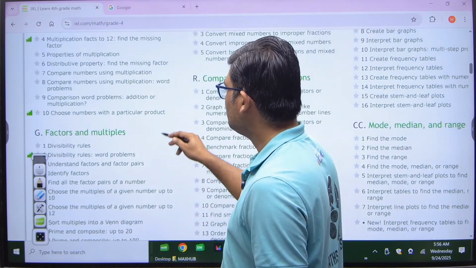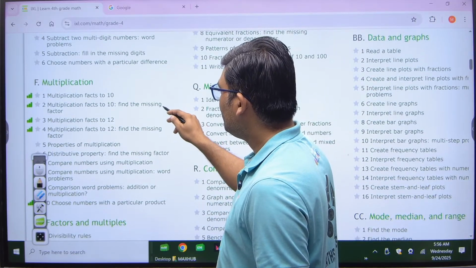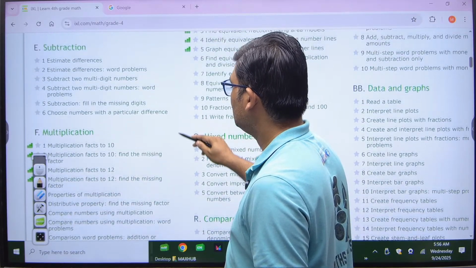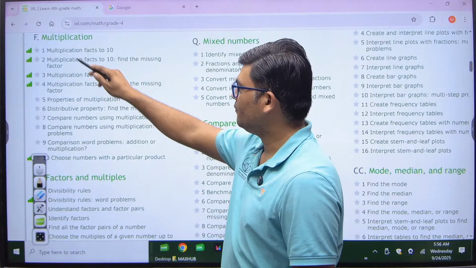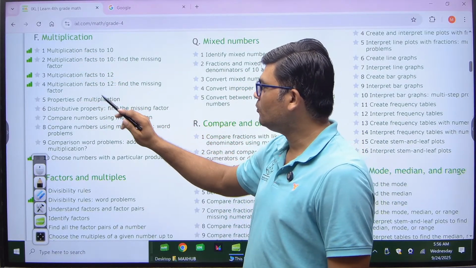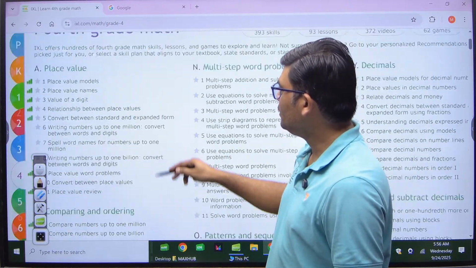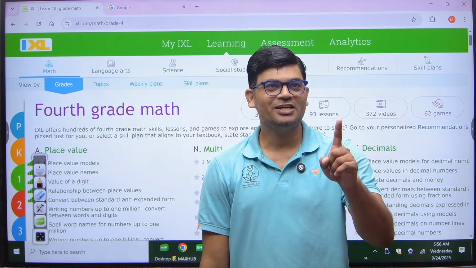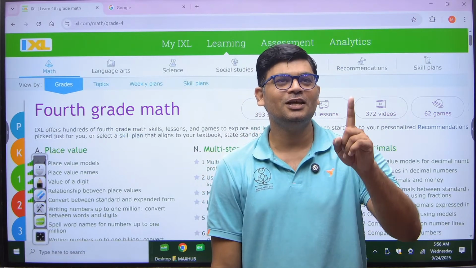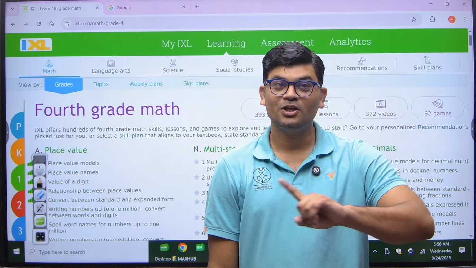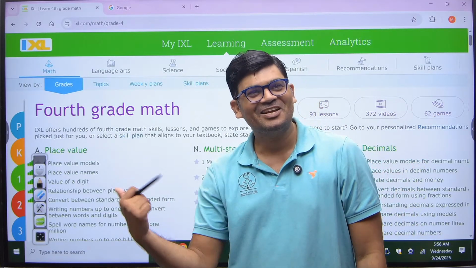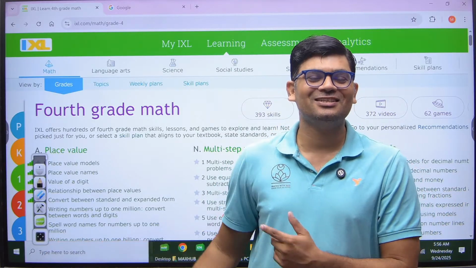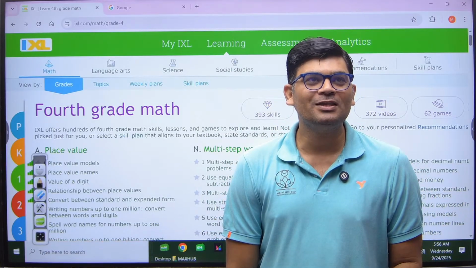So the first thing that you should do is multiplication, these 3 sheets, F1, F2, F3, F4, F5. This you have to do in 4th grade, without any mistake. Then you come here. You don't know the multiplication table. Then how is it possible to do this sheet? You have to remember the table.